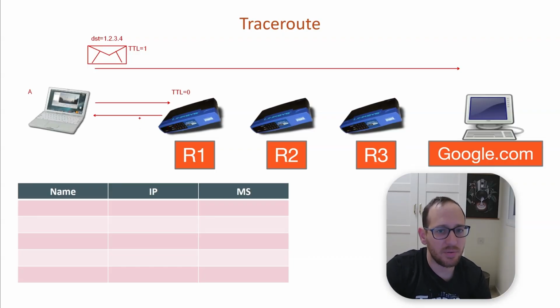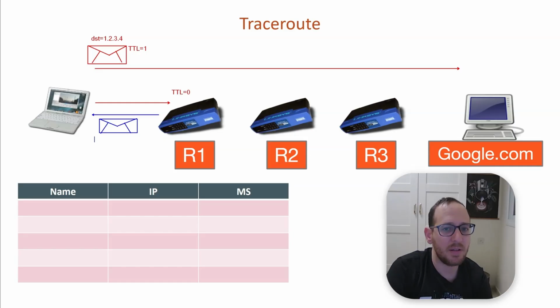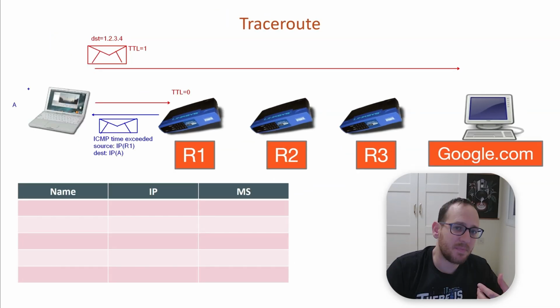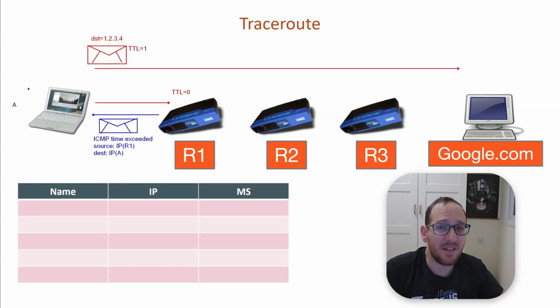which will include in its source, let's give it another color. Let's do this in blue. So this packet here is going to be ICMP time exceeded, sent from the IP of R1 to the IP of computer A. Again, this is A. So when A receives this ICMP time exceeded packet, it learns that the IP of R1 is the IP of the first hop on the way because it is the one that responded when it sent the packet with a TTL of 1.